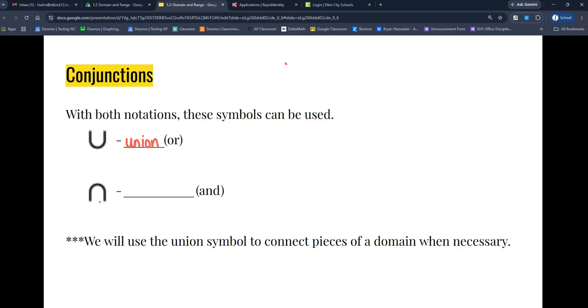But we also have this other symbol right here. It is called the intersection. So it would be like if I told you that you can bring me $20 tomorrow and you can wash my car, right? That I would expect both of those things out of you.